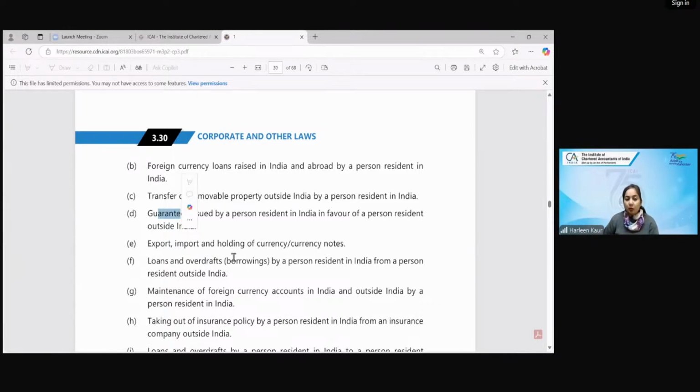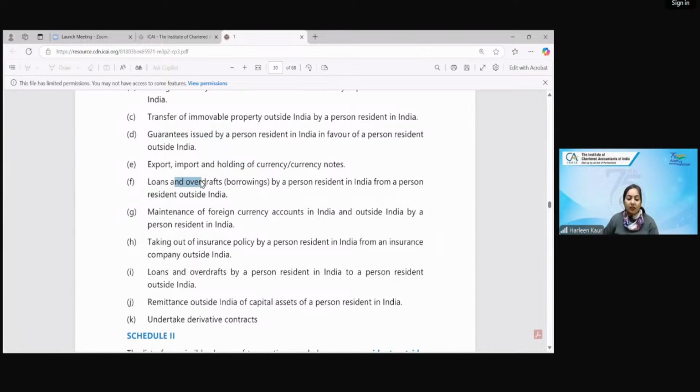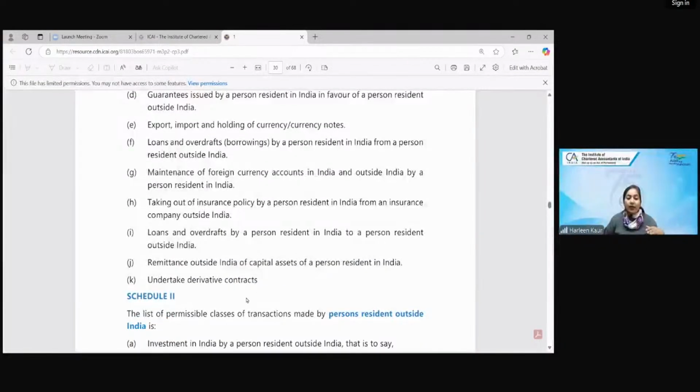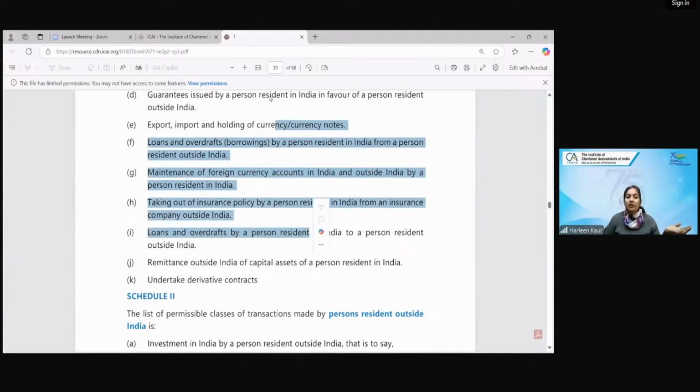Similarly, on exports and imports, you're paying. Loans and overdrafts are a liability that you're creating. Loans and overdrafts by a person resident in India are assets that are being created in India. All right, undertaking derivative contracts, all these kinds of capital asset remittances you can make. So all these points are related to the assets and liabilities that you're creating inside India or outside India.